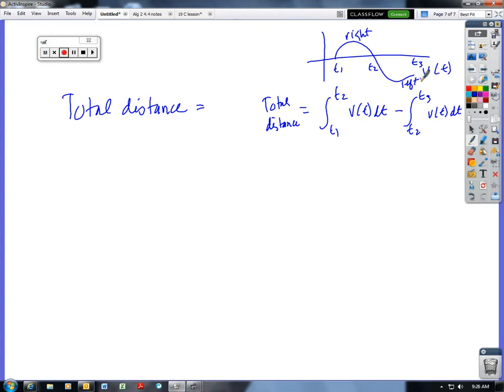Or, on a calculator portion of an exam, you would not take the time to split them apart like this. You would just go straight to your calculator and do the integral from t1 to t3 of the absolute value of your velocity. Because the absolute value of velocity is going to take this curve and flip this part up so that you end up getting two positive values. It automatically takes care of the part that's below and flips it up, so when you integrate you get a positive value. So that's if you have a calculator at your disposal.